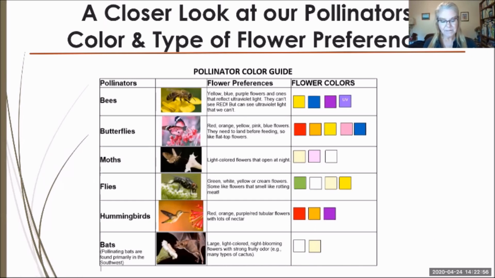Okay, so now that we know a little more about the pollinators and what they're attracted to, let's dig into how we can actually create a pollinator garden at our homes or in our community and look into what plants we can use. So if anyone has ideas on creating a pollinator-friendly garden, go ahead and put that into chat.